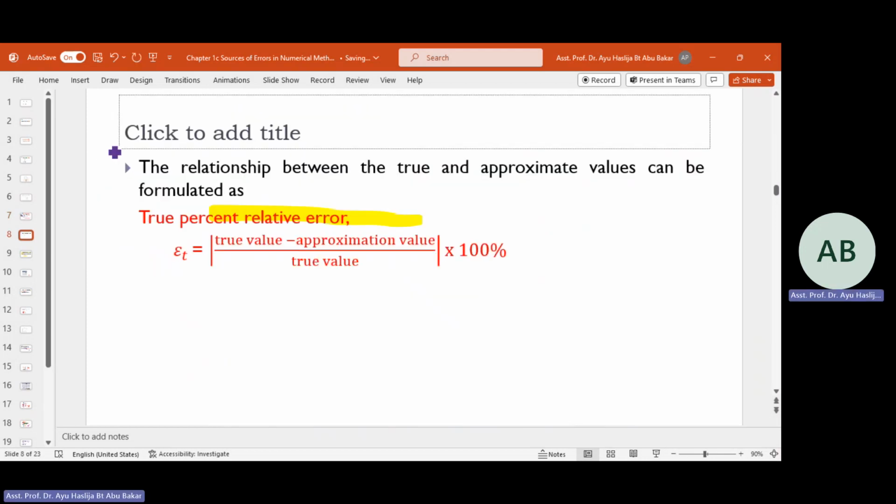Now the true error, true percent relative error, means from the true value. From the equation, you will know what your true value is, either from the calculation or given to you. Okay, that one is the true value. Then to calculate the true error, the true value minus the approximate value. I explain first, later we do exercise. Then true value minus approximate value over the true value. So this is the true error, symbol ET.